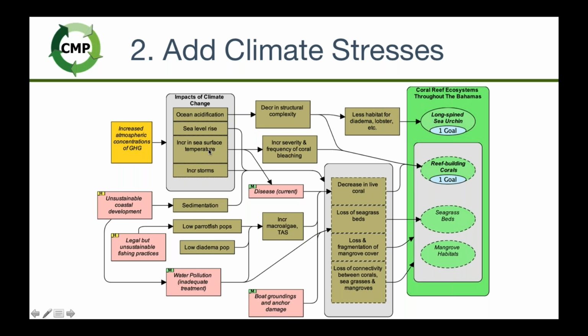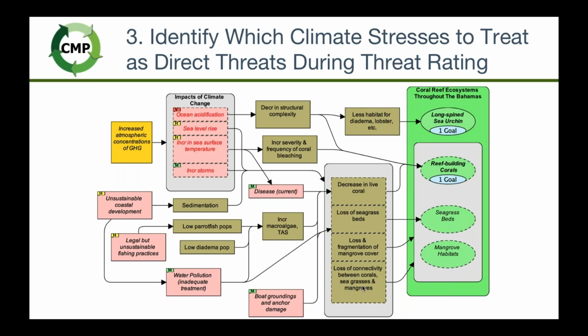The increase in sea surface temperature is contributing to increased severity and frequency of coral bleaching. And then we've got sea level rise and increasing storms that are contributing to your decrease in live coral, loss of seagrass beds, et cetera. So even more stuff going on when you add in climate change. So now we're going to treat some of those climate stresses as direct threats. In this case, they aren't always, of course, in a nice little neat group box, but in this case, they happen to be.